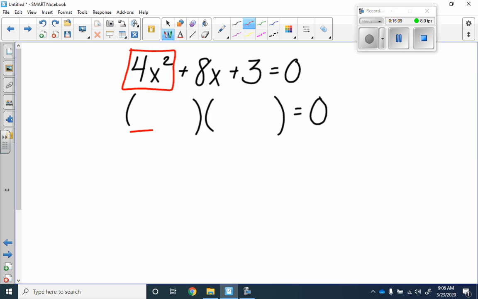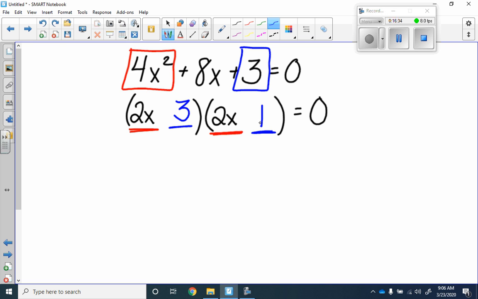So first of all, I'm going to look at the first terms here, and I have to look at what two numbers can multiply together to give us 4x squared. A lot of times I like to guess 2x and 2x, so we try that. Then I have to look at these next two spots, and those have to multiply together to give 3. So I put a 3 and a positive 1.